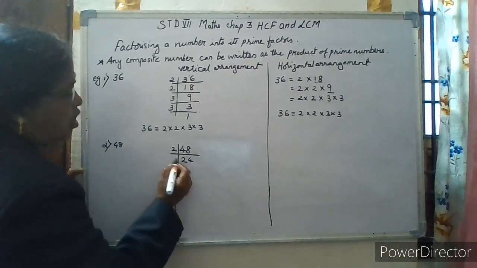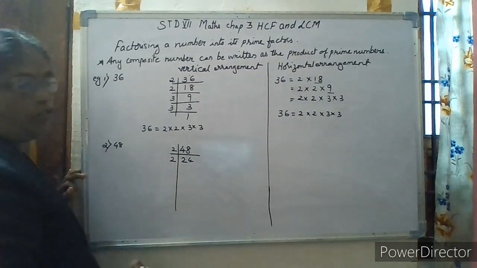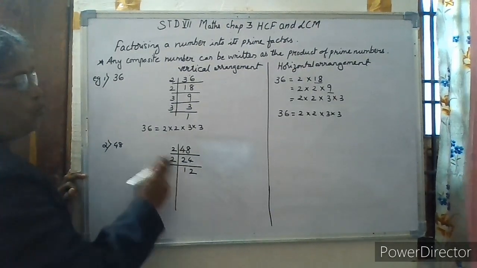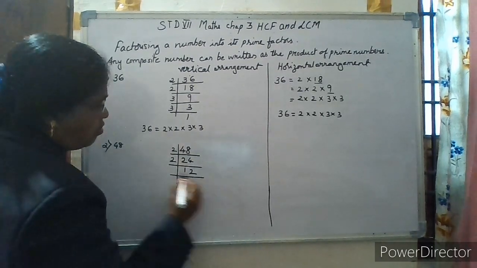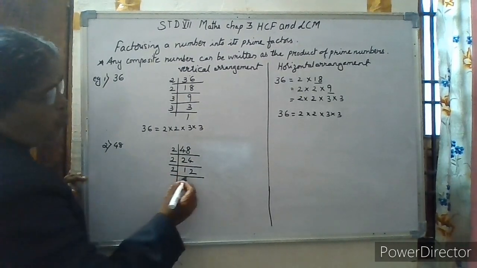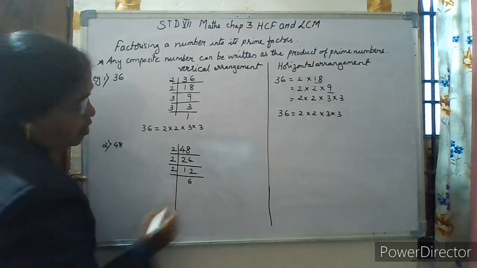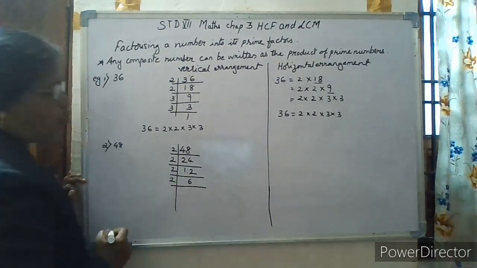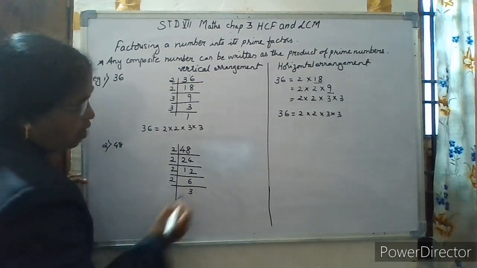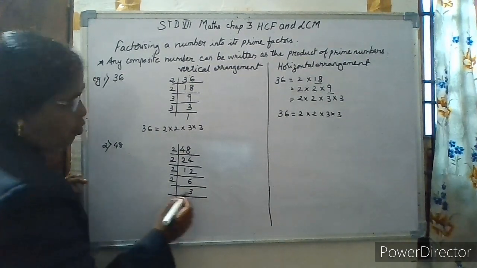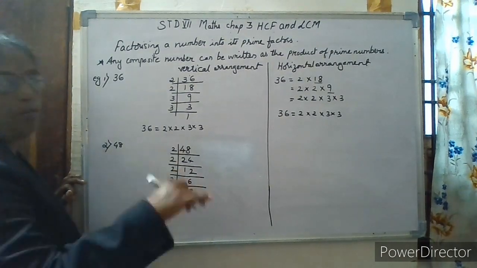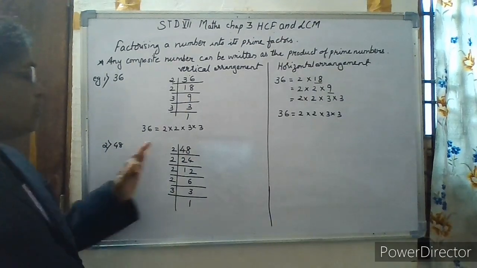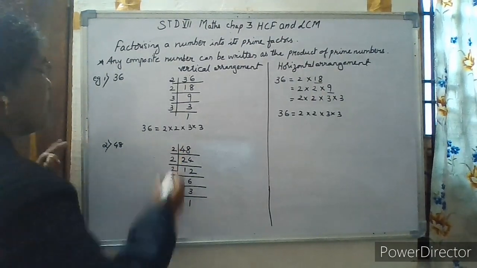Now next. Again we can divide this by 2. 2 1s are 2, 2 2s are 4. 2 12s are 24. Again this is divisible by 2. 2 6s is 12. Now this 6 is again divisible by 2, a prime number. 2 3s is 6. So this 3 itself is a prime number. So therefore 3 1s is 3. So this is the vertical way.